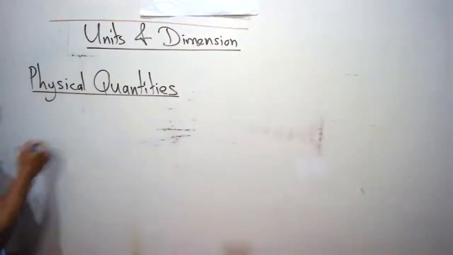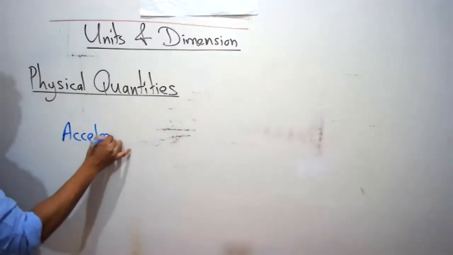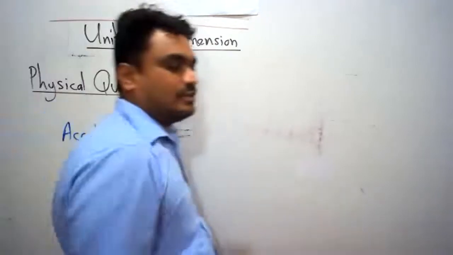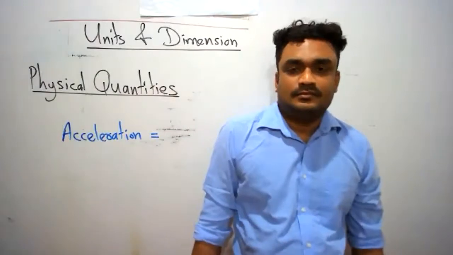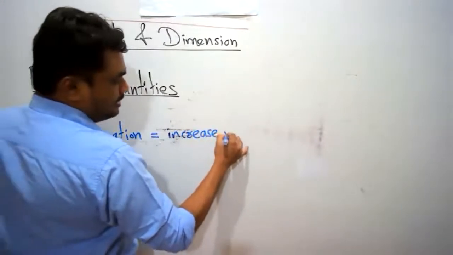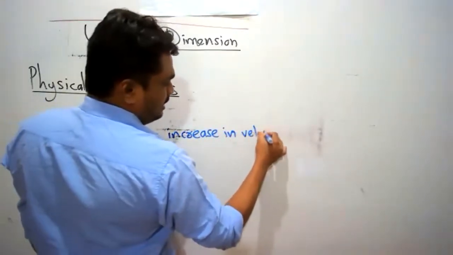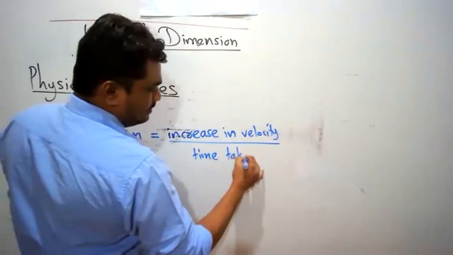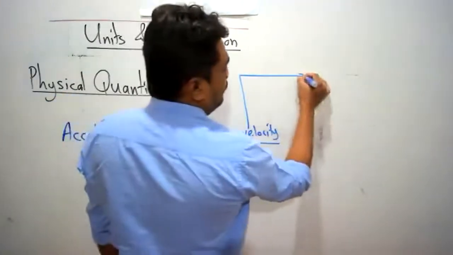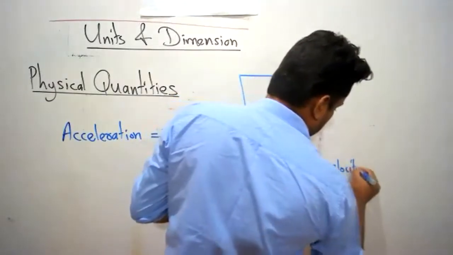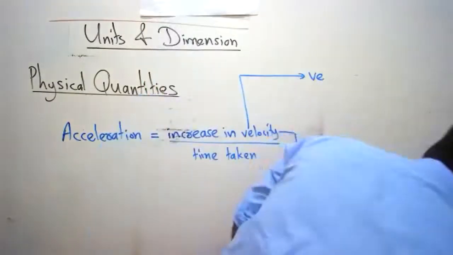So let's come back to our quick lesson. What is the equation that we use to find acceleration? Increase in velocity over time. Very good. Increase in velocity divided by time taken. What is the equation that we use to find velocity? Displacement divided by time. Simple equation.